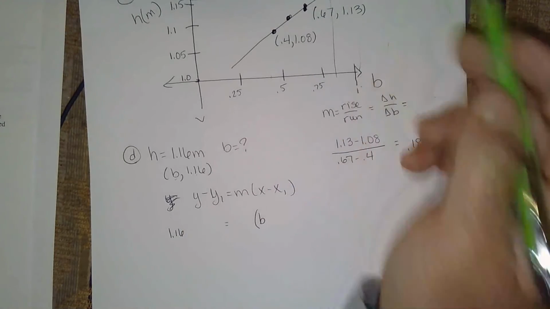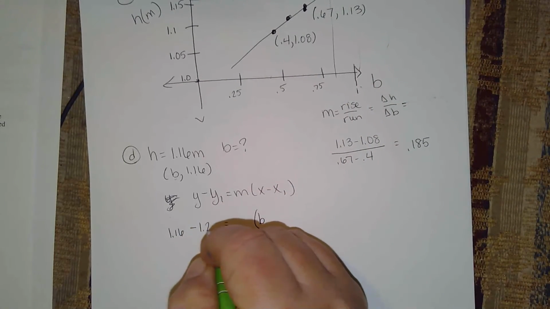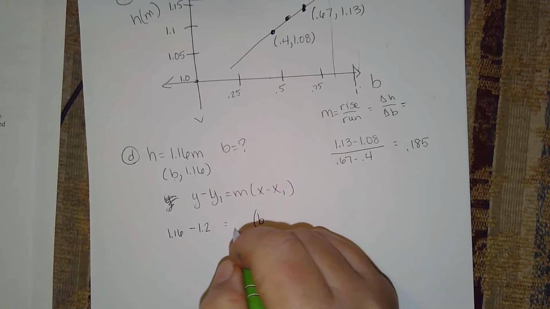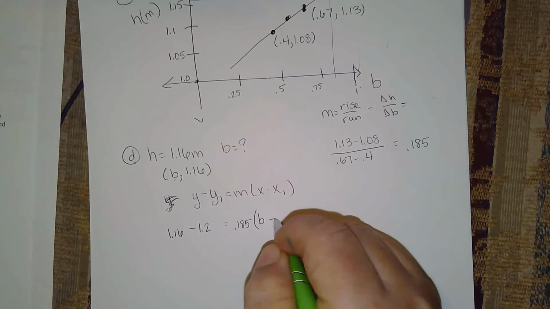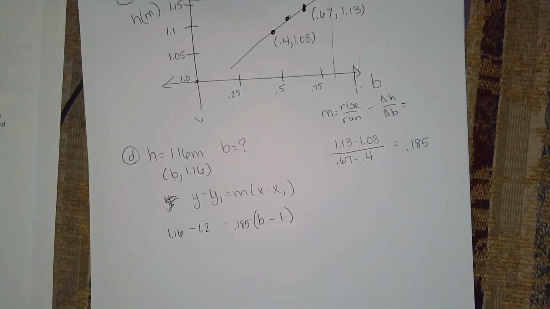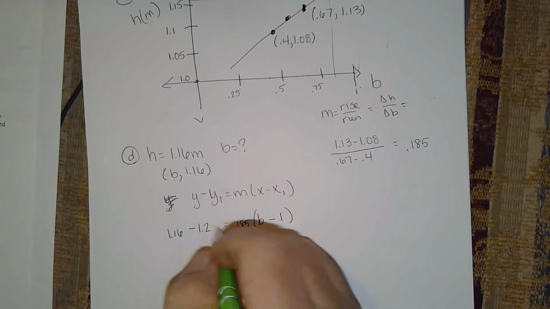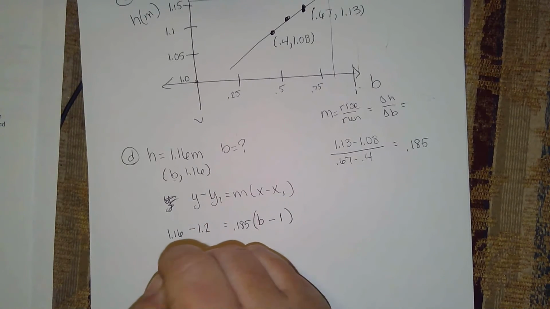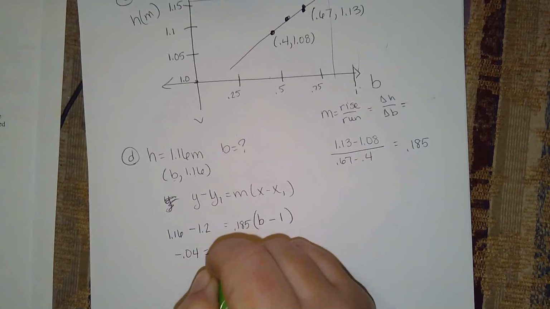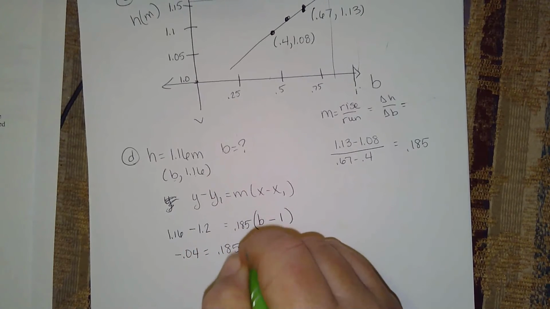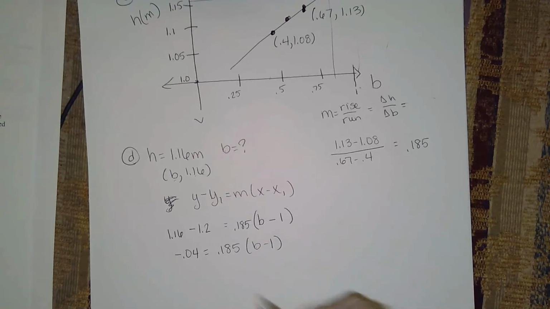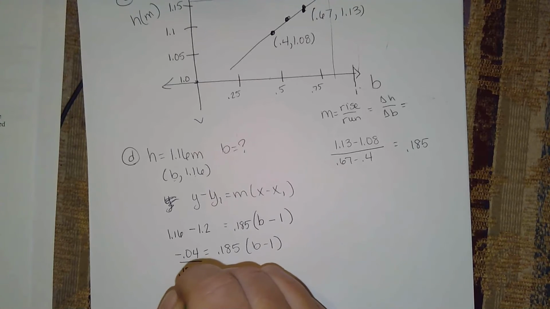And then I'm going to use this one. So minus 1.2. My slope is 0.185. And I'm going to subtract 1 over here. So I'm going to do 1.16 minus 1.2, so that's going to be negative 0.04 is equal to 0.185 times B minus 1. I'm going to divide by 0.185.